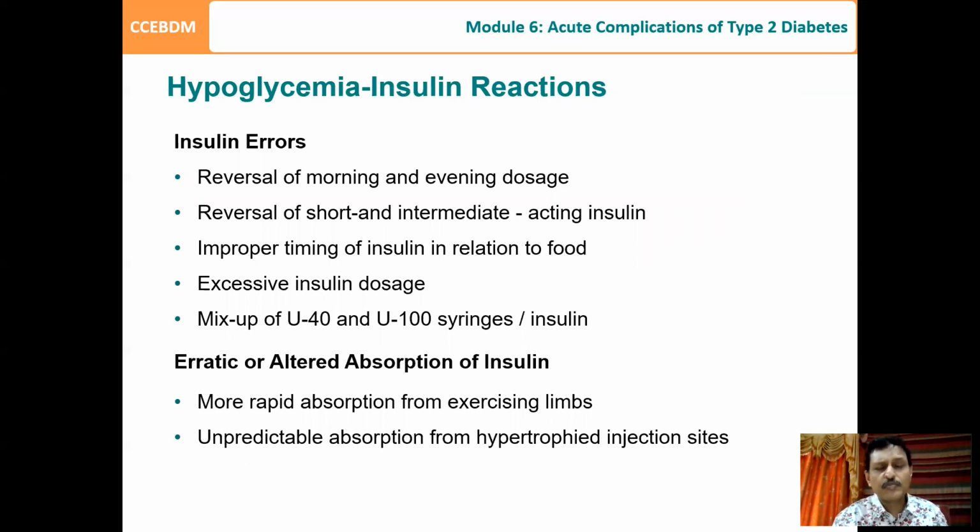Sometimes I have found that the patient has actually made mistakes, that the dose that should be taken in the morning was taken at night, or sometimes the dose which is supposed to be taken at night is taken in the morning. So if they mix up the dose, quite naturally, both doses may not be the same, and if they take an excessive dose, the possibility of hypoglycemia will be very high.